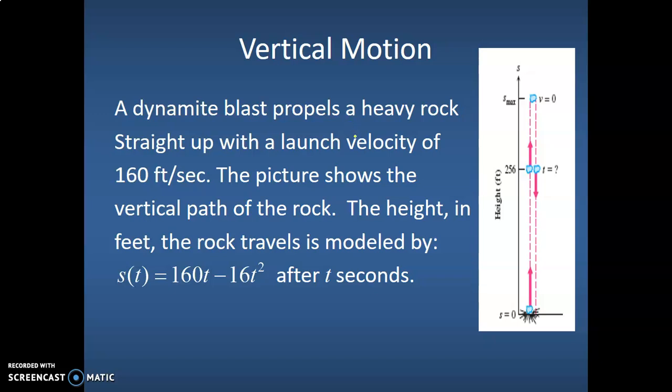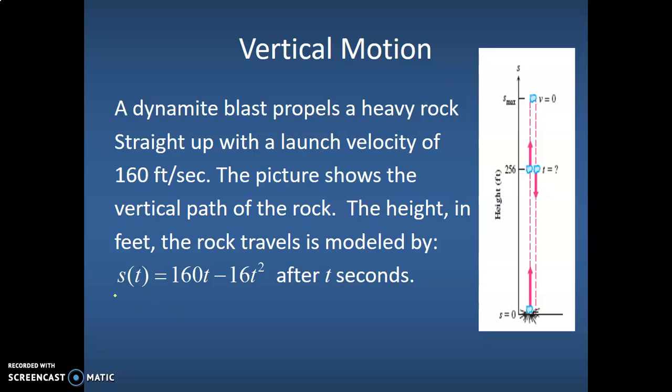All right, so let's look at a vertical motion example. A dynamite blast propels a heavy rock straight up with an initial velocity of 160 feet per second. This picture shows what happens. It goes up, and then it hits the top, and it comes back down. For a moment at the top, the velocity is going to be zero, which is an important thing to keep in mind. You're not allowed to just use graphs to answer questions. You have to use calculus, and you have to use the equations, so an algebraic analysis.